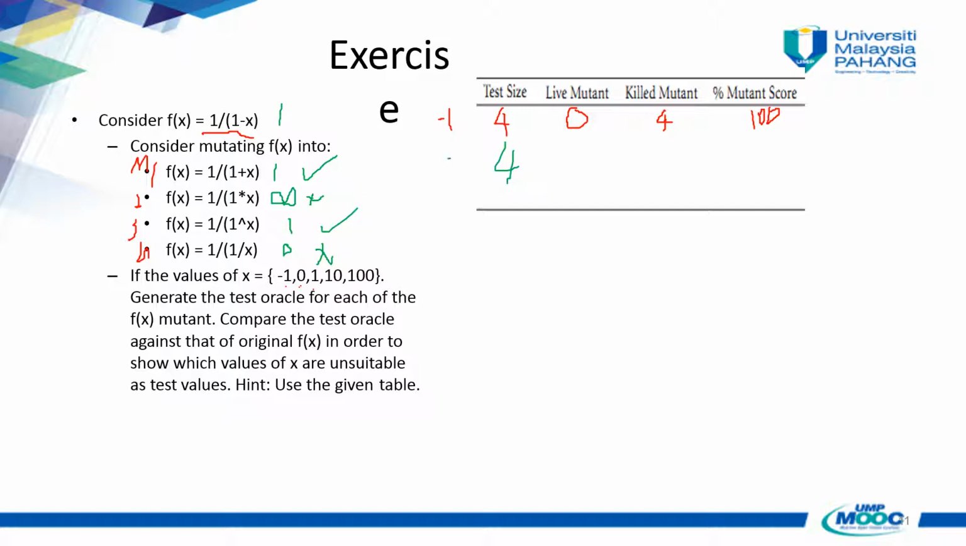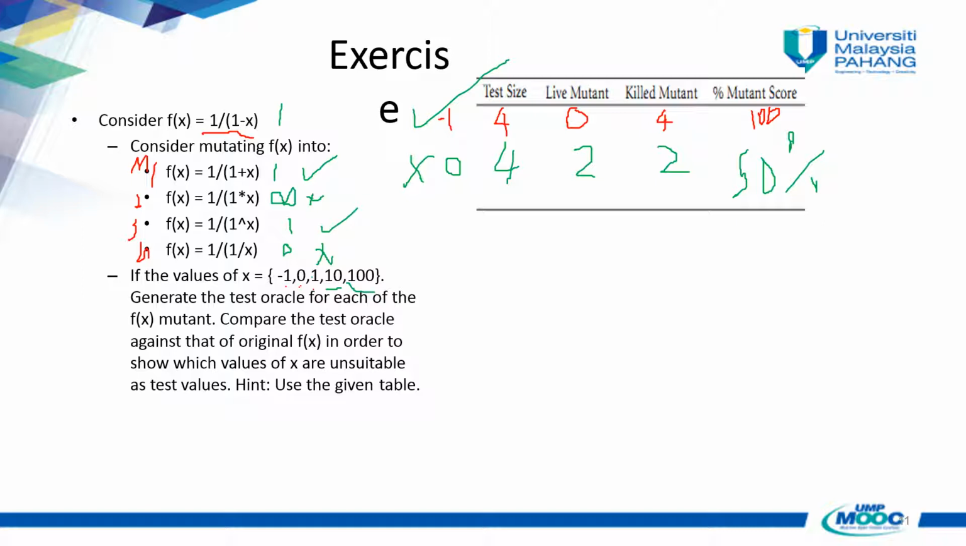So here, how many test size? I have 4 in the test case of value 0. So is there still a live mutant? Yes, we still have 2 mutants live, so I have a 2. And killed 2. So here the score is 50%. So the value of X is not adequate. The value of -1 is good to be used in the test list.